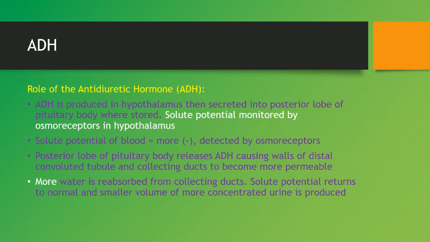Now, as more water is reabsorbed from the collecting ducts, because when they become permeable, water is reabsorbed back in through to the vasa recta and the capillaries, the solute potential will return to normal, and then a smaller volume of more concentrated urine is produced.